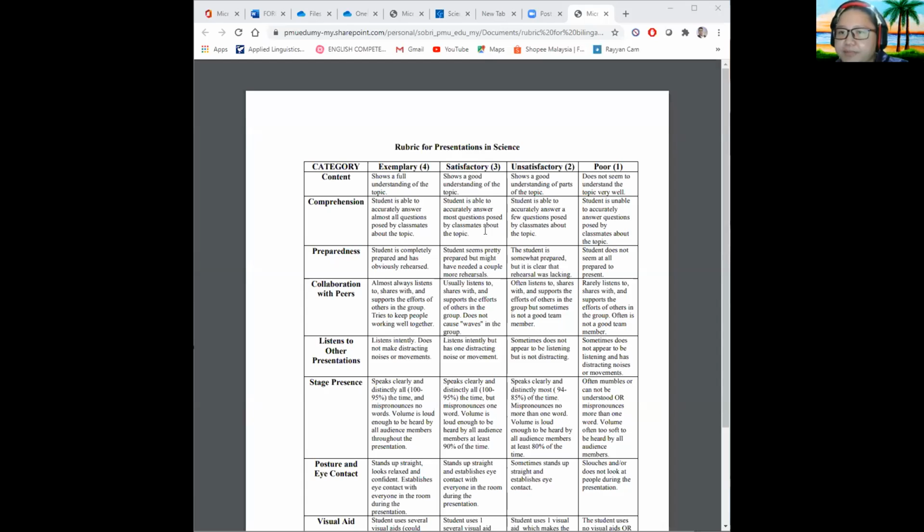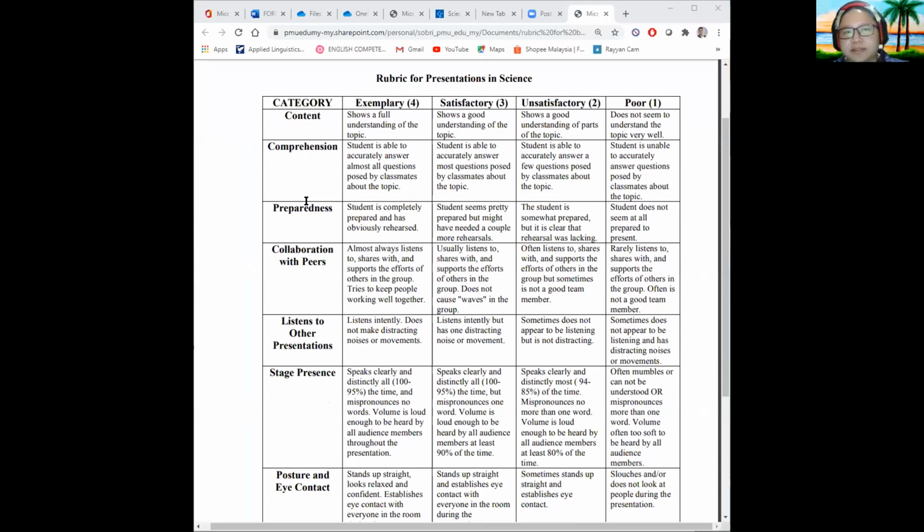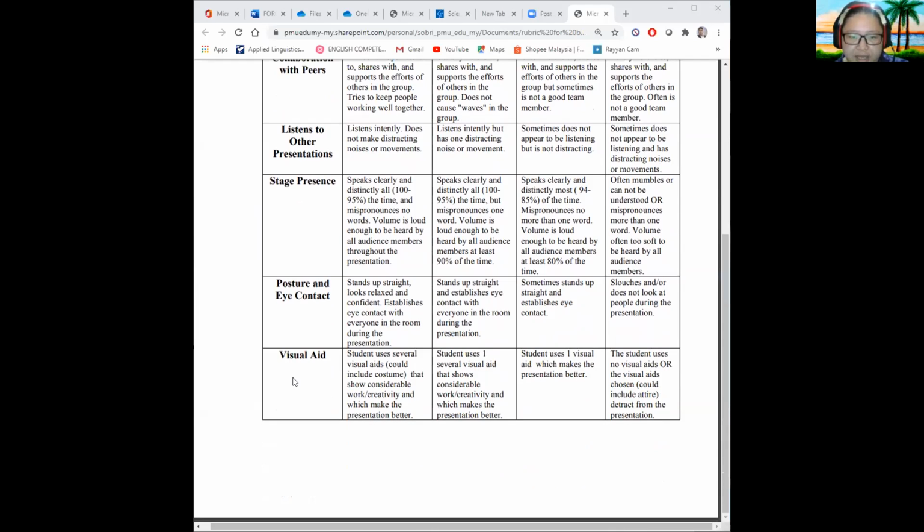So when we look at the rubric, the rubric is divided into a few categories, whereby we categorize it under exemplary, satisfactory, unsatisfactory, and the last one is poor. And for the criteria that we use to assess our students, we are going to assess them from the aspects of content, comprehension, preparedness, collaboration with peers, listening to other presentations, stage presence, posture, and eye contact. And the last one will be the visual aids.